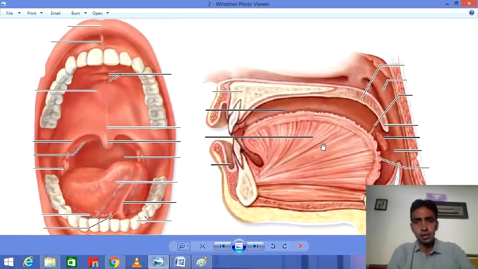Okay, the tongue consists of skeletal muscle, which is connected with the hyoid bone at the end, and also with the mandible, and with other bones such as the styloid process and mastoid process. The tongue is connected with the hyoid bone at the end, the styloid process, and over here with the mandible.